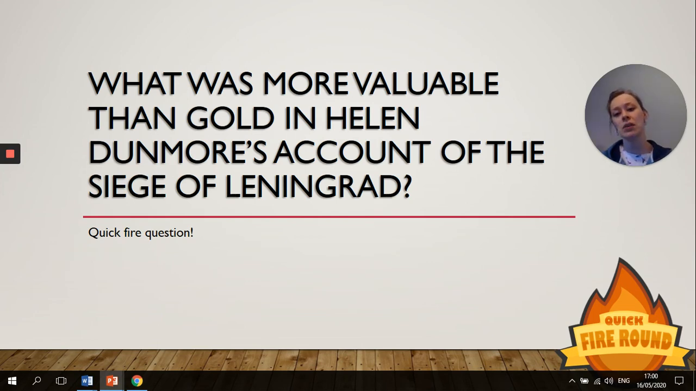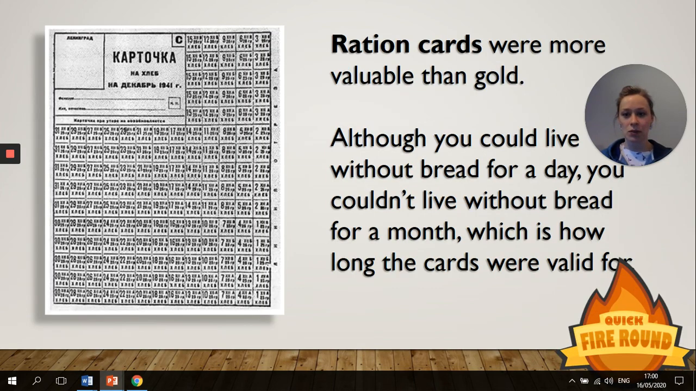What was more valuable than gold in Helen Dunmore's account of the siege of Leningrad? You've got 10 seconds. Siege of Leningrad, it was just called the siege. What was more valuable than gold? 2, 1, go! Time's up. Did you get it? It was ration cards. They were more valuable than gold. Although you could live a day without bread, you couldn't live without bread for a month, which is how long the ration cards lasted. And this is the picture of a ration card on the left.